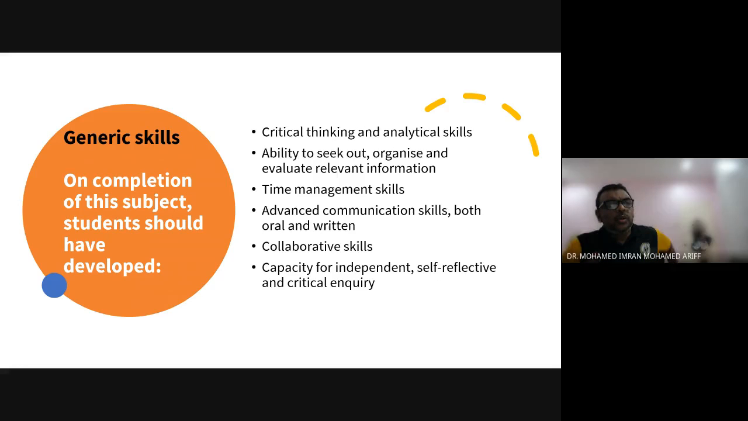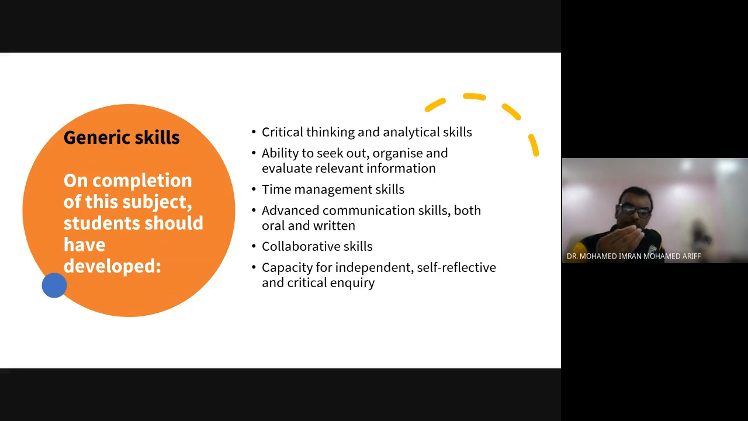Okay, so on completion of this subject, you should have developed your critical thinking and analytical thinking, able to seek out, organize, and evaluate relevant information, time management, to obviously, advanced communication skill, both oral and written, collaborative skills, okay, capacity for independent, self-reflective, and critical inquiry. So we are talking about you being critical. Jangan hanya membaca journal and say, oh, this is a very good journal, but you need to criticize why is this journal, or how can this research be better? Okay, how can this research be better?